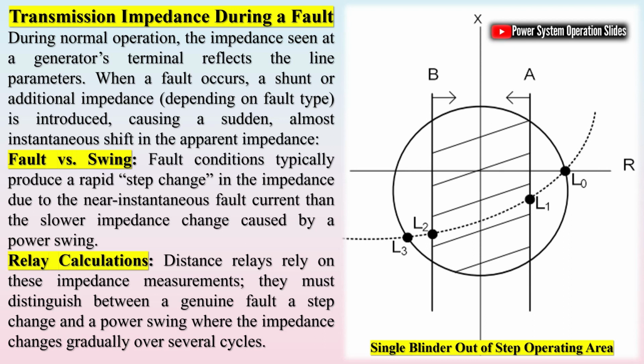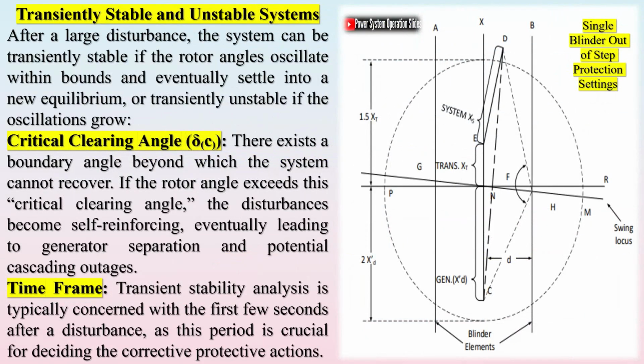During normal operation, the impedance seen at a generator's terminal reflects the line parameters. When a fault occurs, a shunt or additional impedance, depending on fault type, is introduced, causing a sudden, almost instantaneous shift in the apparent impedance. Fault versus swing. Fault conditions typically produce a rapid step change in the impedance due to the near instantaneous fault current, rather than the slower impedance change caused by a power swing.